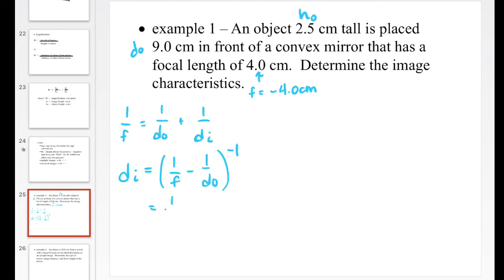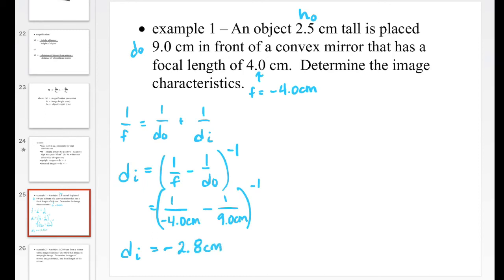So let's figure that out. Our focal point, remember, is negative 4.0 centimeters, and then minus 1 over the object distance, which was 9.0 centimeters. And then, of course, we're going to take the inverse of that to get our image distance. And we get an image distance of negative 2.8 centimeters.